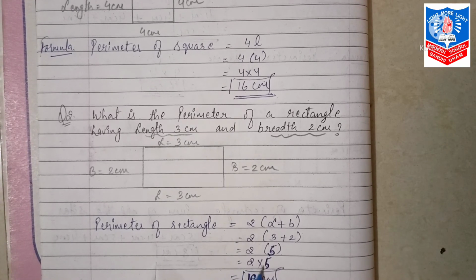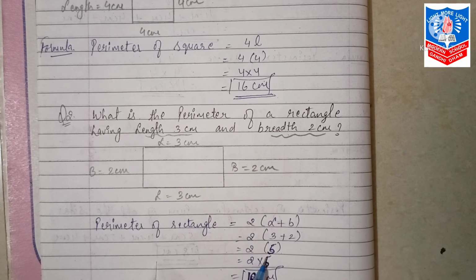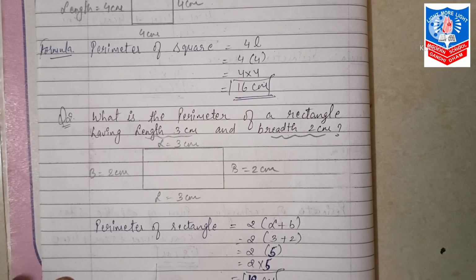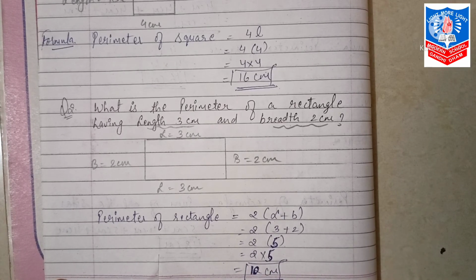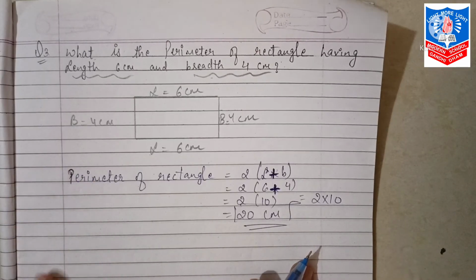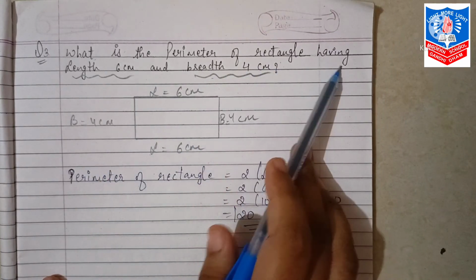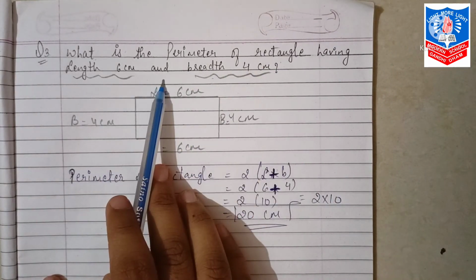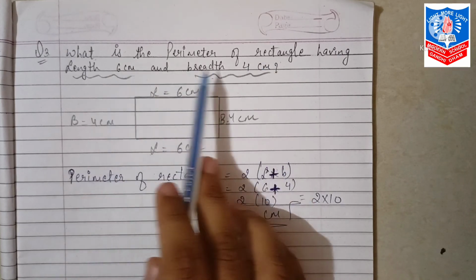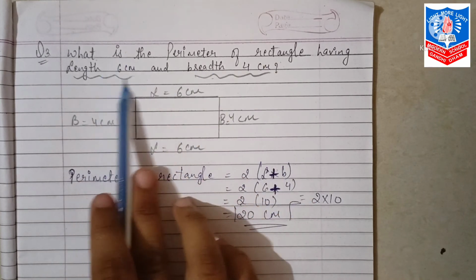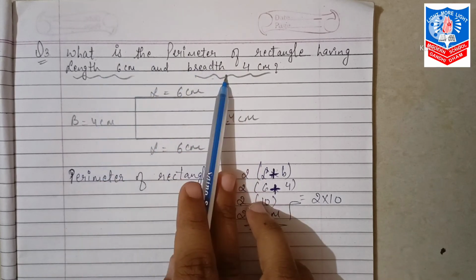Correct? Then we are going to put multiplication sign between this as because we are not having any type of sign. And lastly we will get answer 2 5s are 10. The next, what is the perimeter of rectangle having length 6 centimeter and breadth 4 centimeter? Again, it is a rectangle. You can check with the centimeter of both length and breadth.